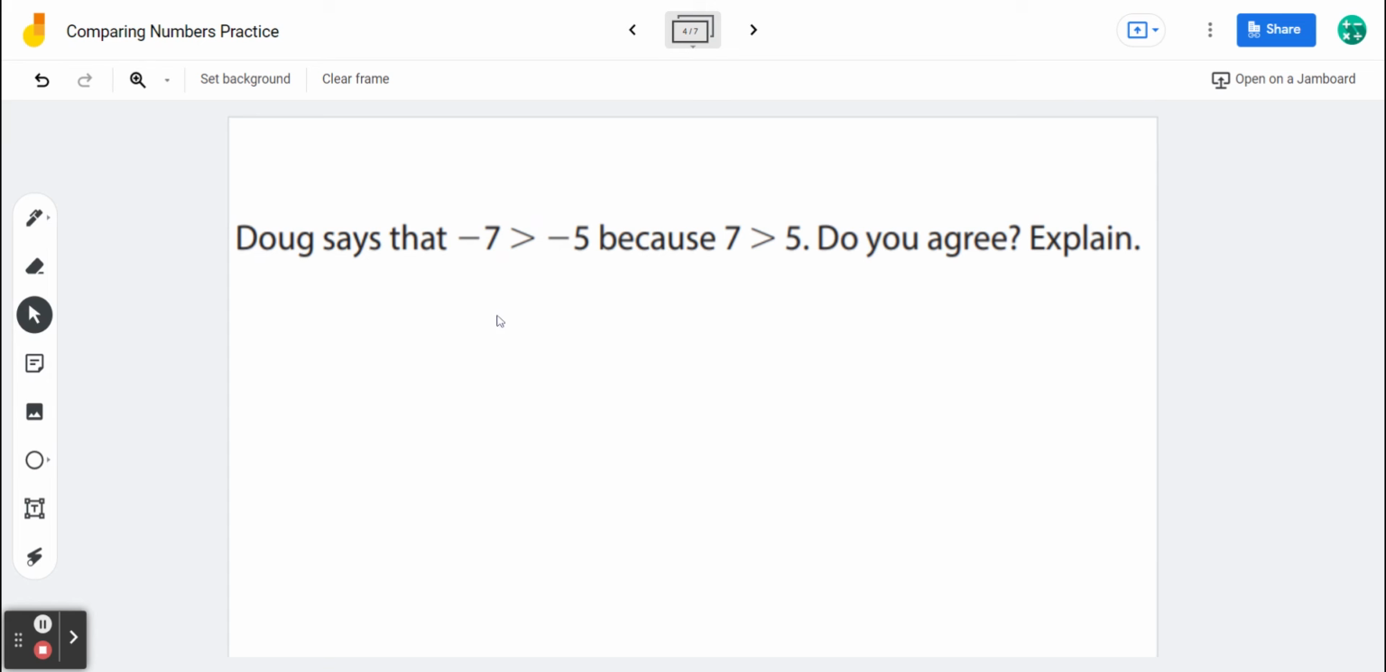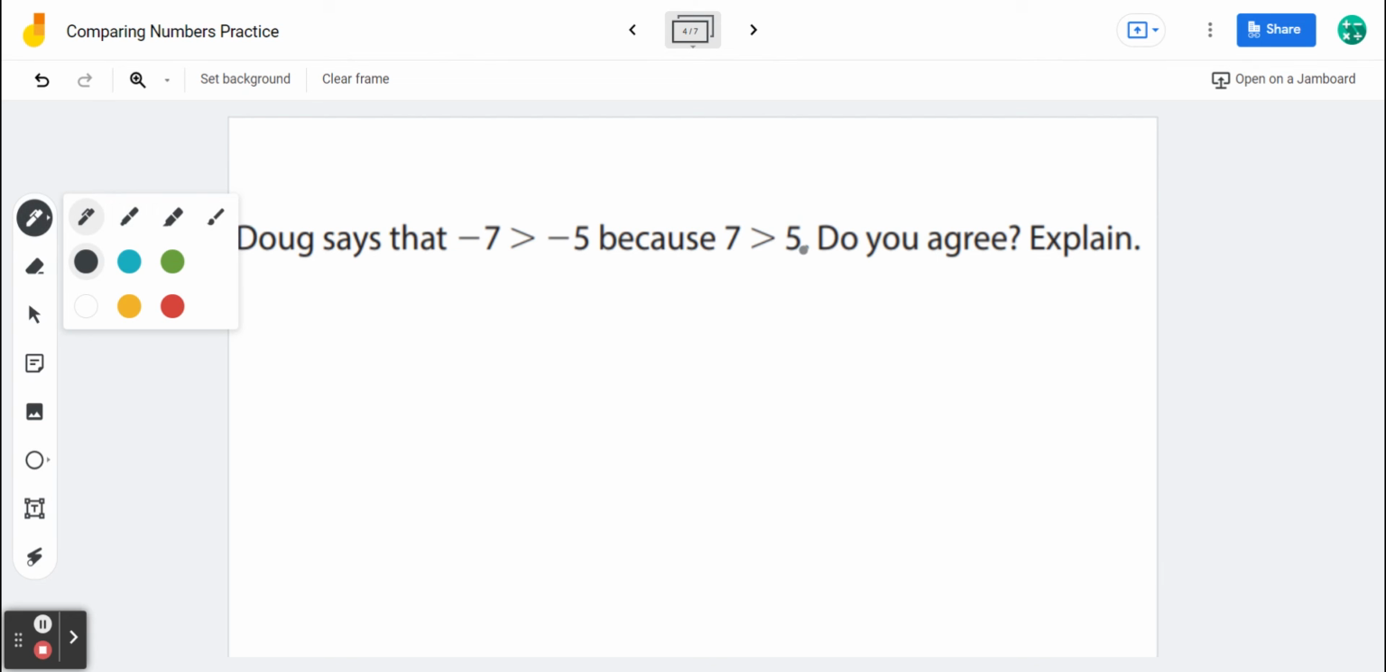Number 4. Doug says that negative 7 is greater than negative 5 because 7 is greater than 5. Do you agree? Explain. So this is actually the conversation that we had multiple times yesterday. A lot of students think this is true because 7 is bigger than 5. And that's what they have here. 7 is bigger than 5, so that means negative 7 is bigger than negative 5.